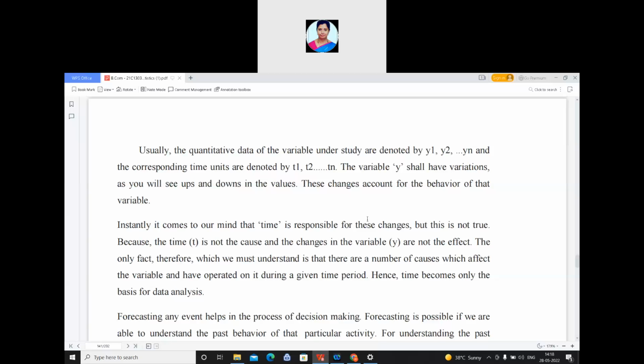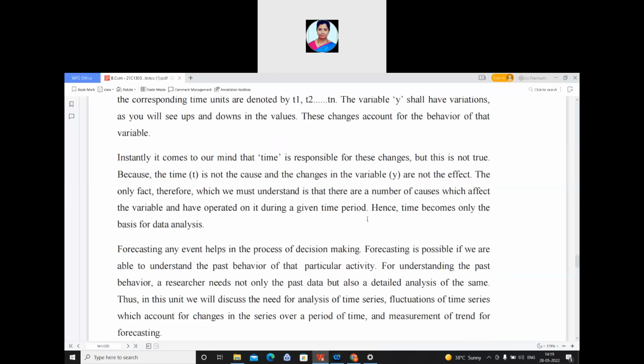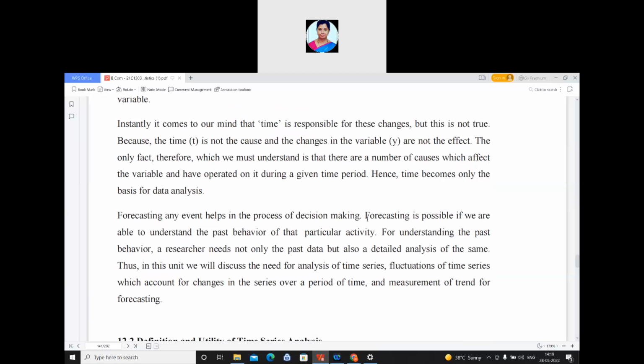So just now we have stated that one. Mathematically, a time series is defined by the values y1, y2, etc., yn, corresponding to the time periods t1, t2, etc., tn. So generally, y is a function of t. So y is equal to f of t. So those are some definitions we may have under the time series.